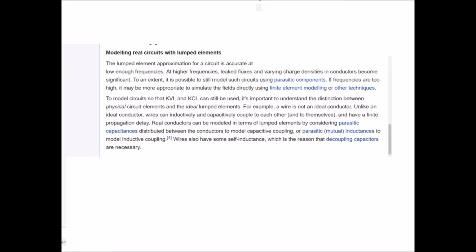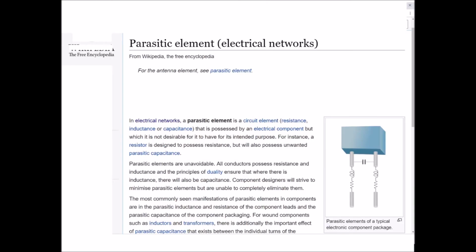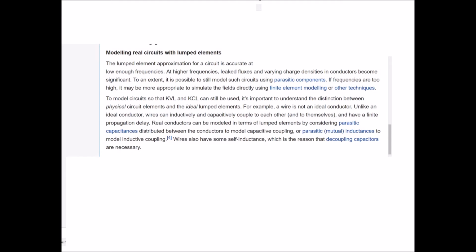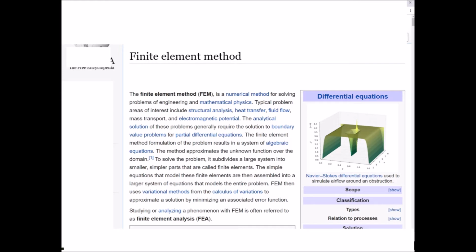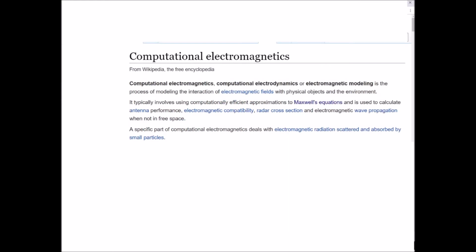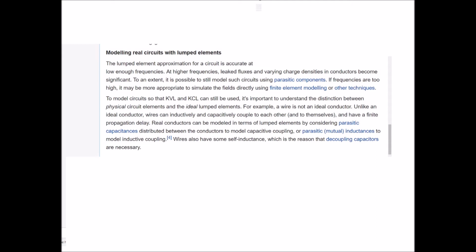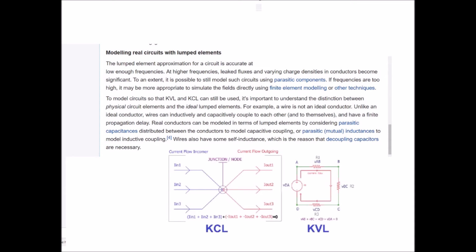Modeling real circuits with lumped elements. The lumped element approximation for a circuit is accurate at low enough frequencies. At higher frequencies, leaked fluxes and varying charge densities in conductors become significant. To an extent, it is possible to still model such circuits using parasitic components. If frequencies are too high, it may be more appropriate to simulate the fields directly using the finite element modeling or other techniques. The model circuits so that KVL and KCL can still be used.